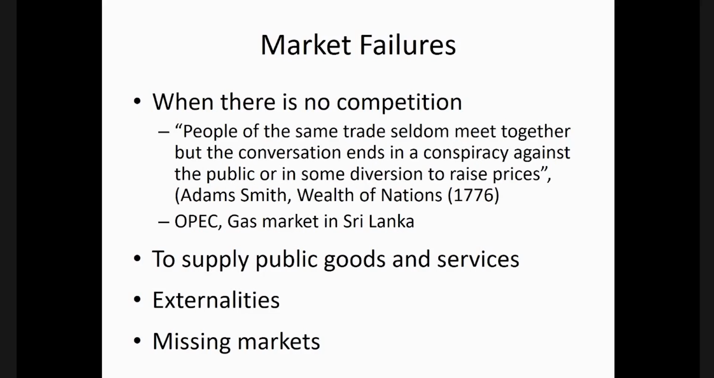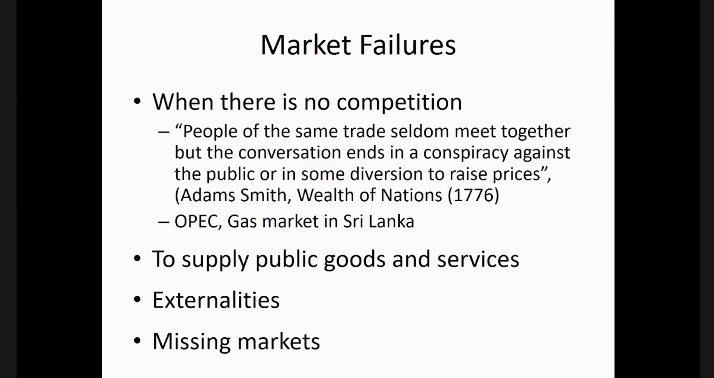The same in Sri Lanka with the LPG gas. We have Laugfs and we have Litro. They are competitors. They never sit together. But when they sit together, next day they announce, we have increased the price. Right? So market fails when there is no competition.